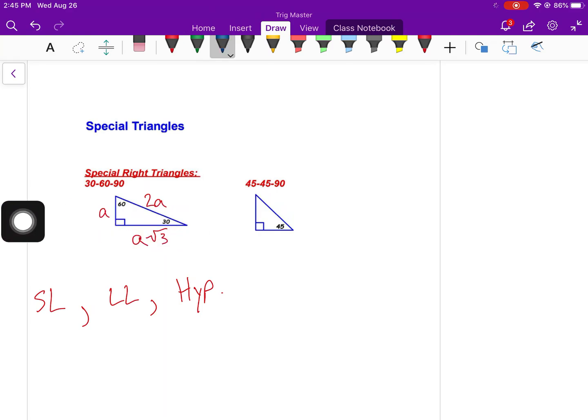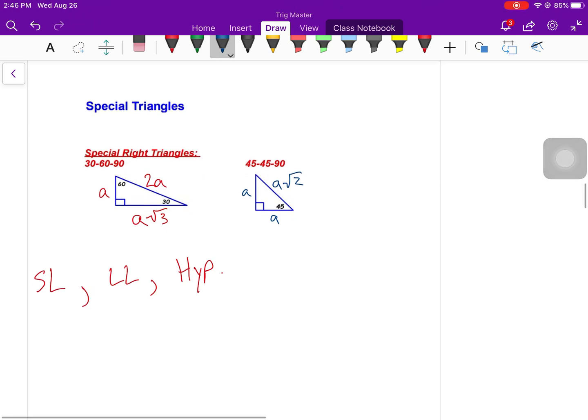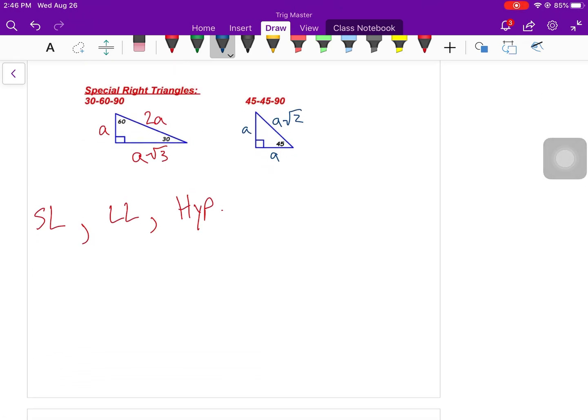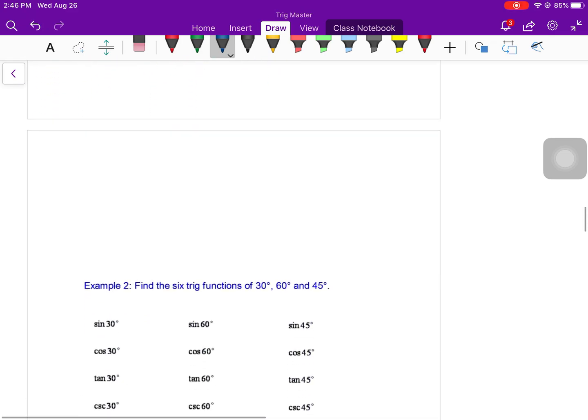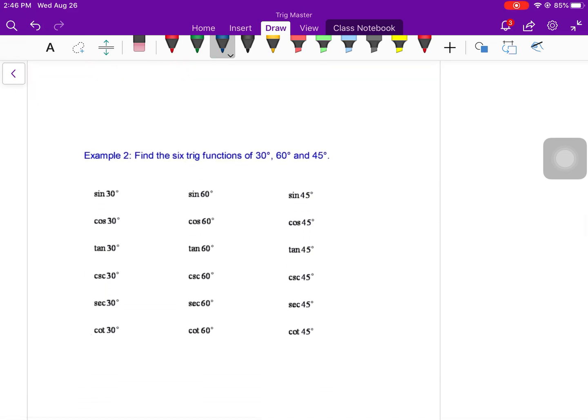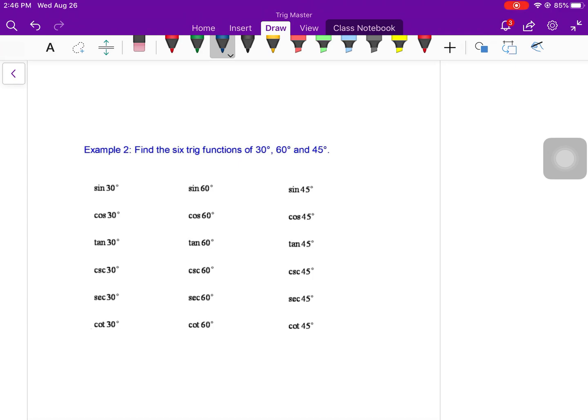I'm going to use the same letters for the 45, 45, 90. If you want to use different letters, you can. Each leg is a. The hypotenuse is a square root of 2, and we get both of these from the Pythagorean theorem, or the distance formula. If you can remember these special right triangles, your life is going to be a lot easier. So, if we want to find the 6 trig functions of 30, 60, and 45 degrees, I'm going to draw a triangle. It's going to be a really bad one, but I'm going to draw it out anyway.